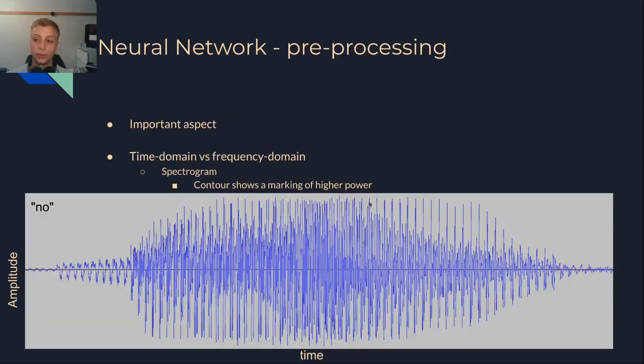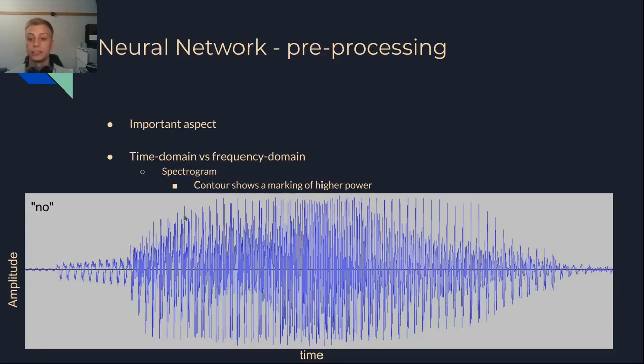So when working with neural networks, it's very important to consider pre-processing to allow your neural network to perform at its optimum instead of having to recalculate stuff and make it much more expensive. One important thing when we're looking at the audio is the time domain versus the frequency domain. This is the time domain representation of a person saying no, where we have the amplitude on the y-axis and the time on the x-axis. And it is very hard to see that it's somebody saying no.